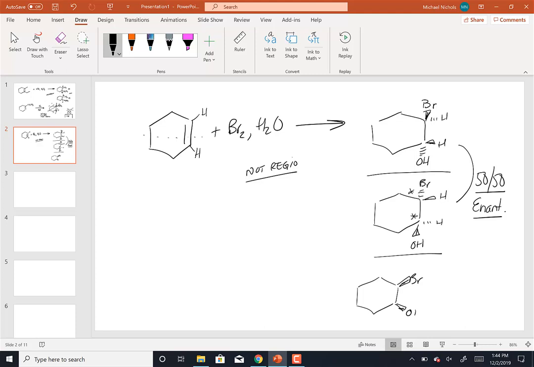The other product that we are selecting over is this one, where the Br and the OH are cis. Now, what am I doing? I'm making 100% of this. How much percent of that is this? It's 0%. But as we talked about last week, they never made a term for 100 to 0.